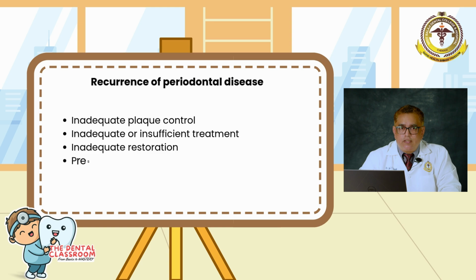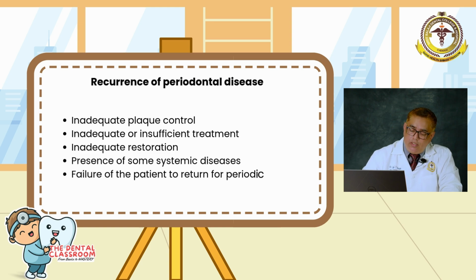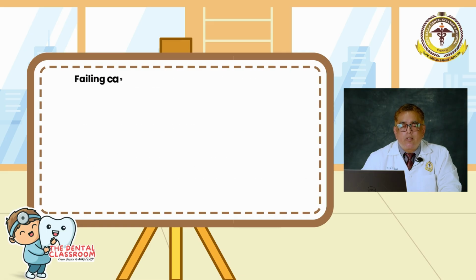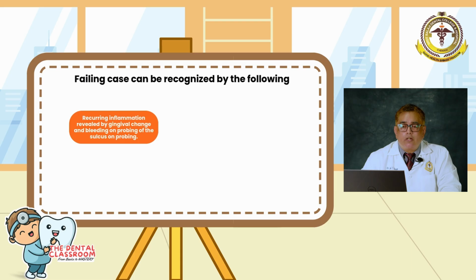Recurrence of periodontal disease. How does it occur? Very important. It is inadequate plaque control. Here you will have inadequate restorations, you'll have presence of some systemic disease, failure of the patient to return for periodontal checkups.